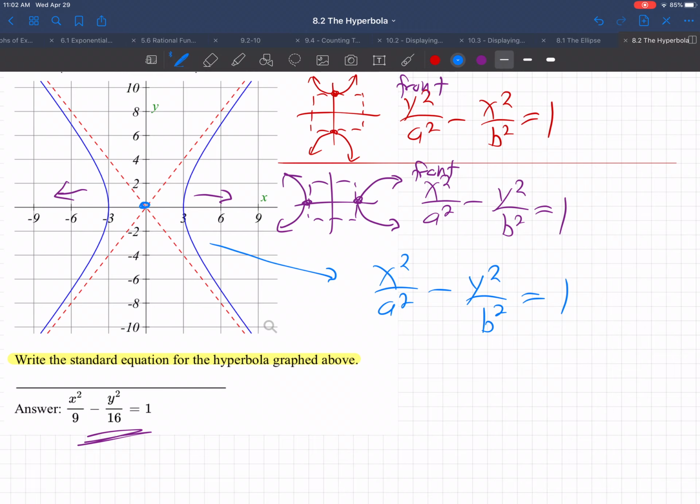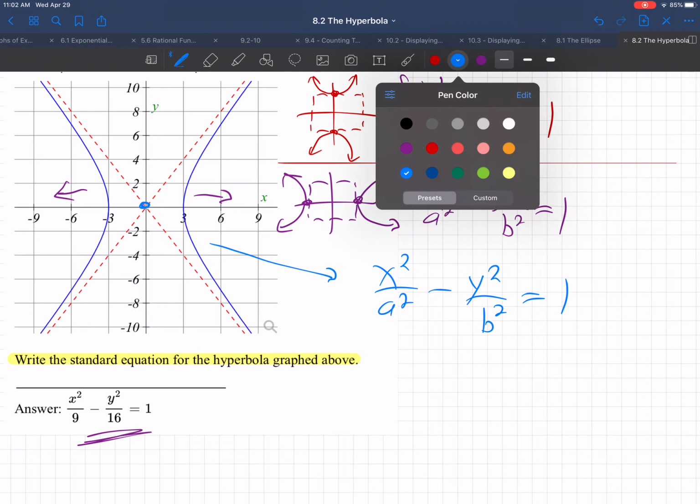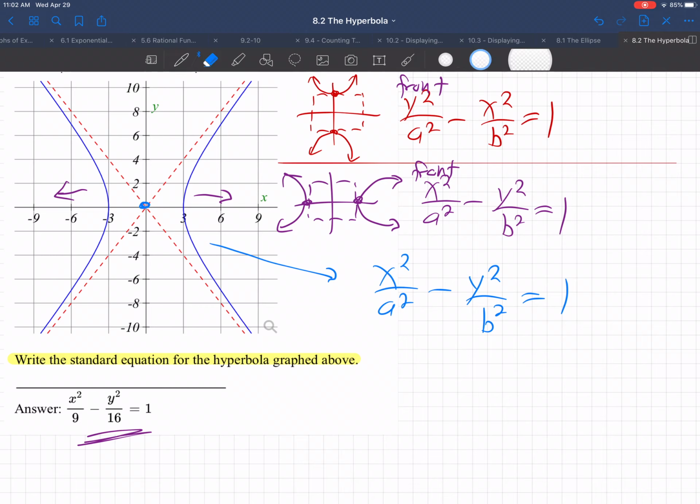Well, what are the a and the b? Well, they come from the invisible box. You've got to make that invisible box visible. So where's the box exactly? Well, you can see it because of the corners of the asymptote lines. Remember, the asymptote lines go through the corners of the box.